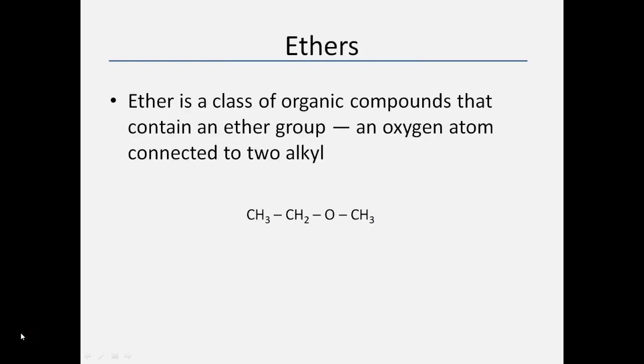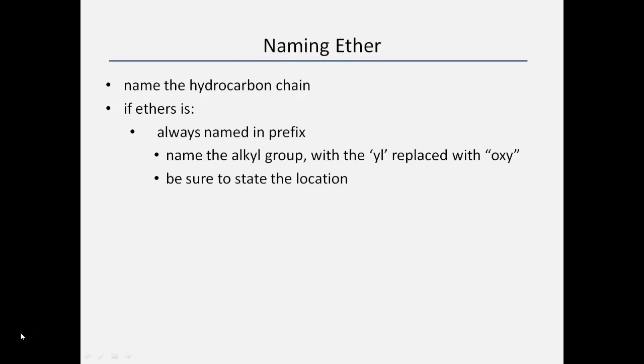After that, the next lowest priority functional group that we'll talk about is ethers. Ethers consist of two carbon chains joined together by an oxygen. Here we can see a two carbon chain attached to an oxygen, as well as a one carbon chain attached to the oxygen. Because this is low priority, it's also named in a prefix, where our longest chain would be our root, and the shorter chain would be named as a side chain. Except rather than using the ending yl for naming the side chain, we replace it with oxy, and we have to make sure we state the location.